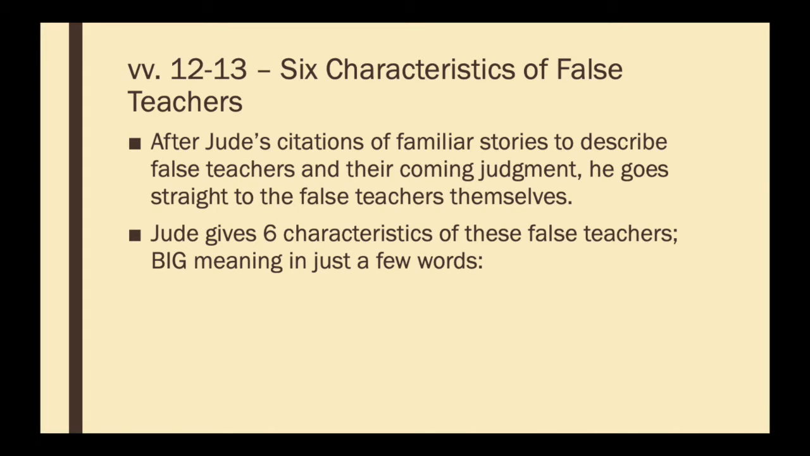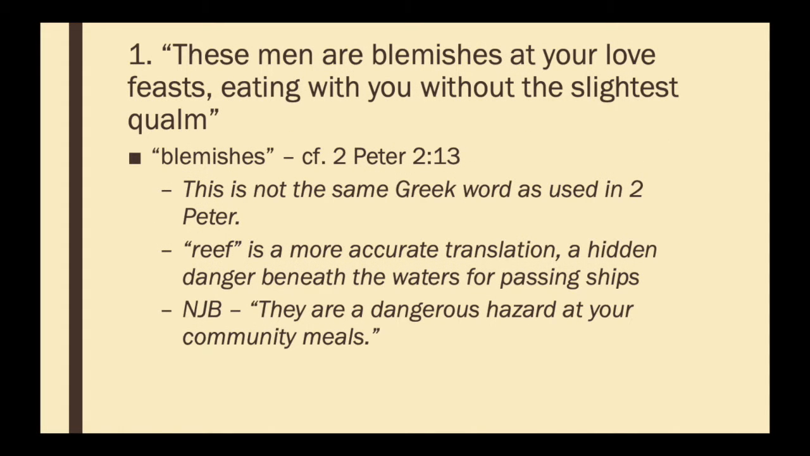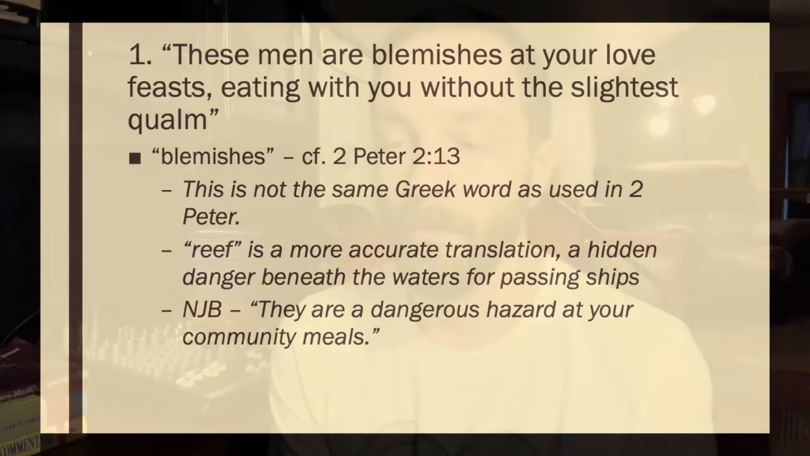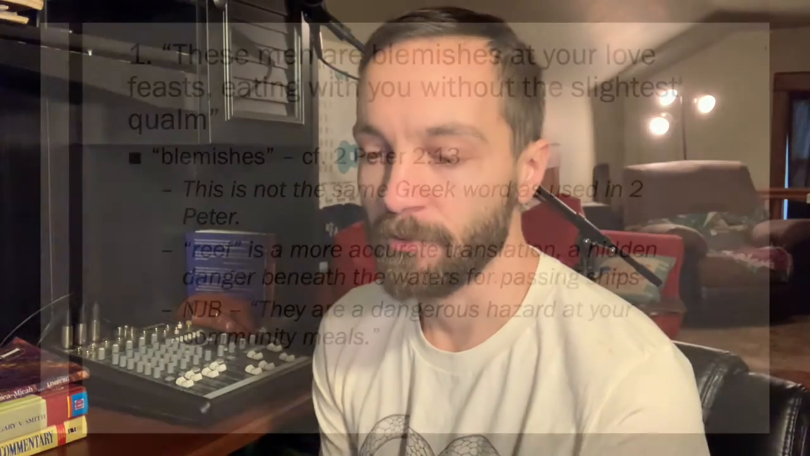So what are they? The first one, these men are blemishes at your love feasts, eating with you without the slightest qualm. Now the word blemishes, if you refer back to 2 Peter 2:13, he uses the same kind of language that we can see in English would be similar, but this is not the same Greek word as used in 2 Peter. Here, Jude uses a hapax legomena. It's the only use of this word in the Greek New Testament.